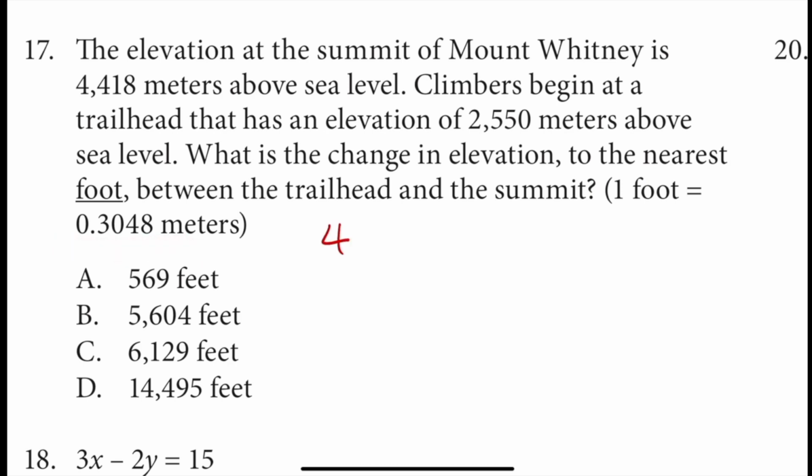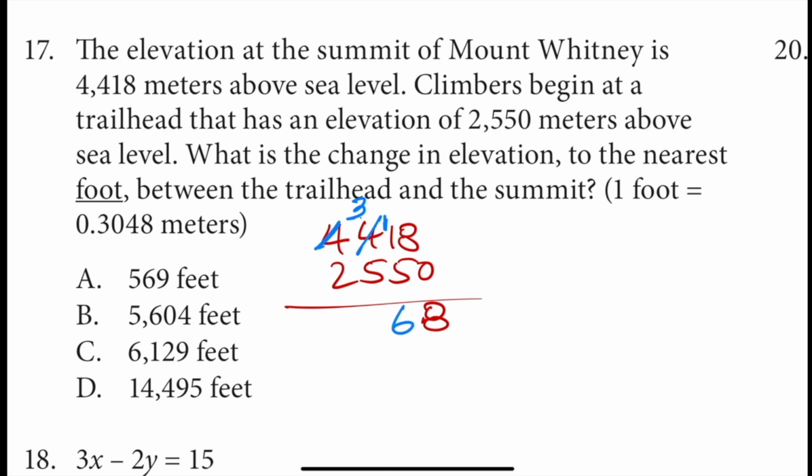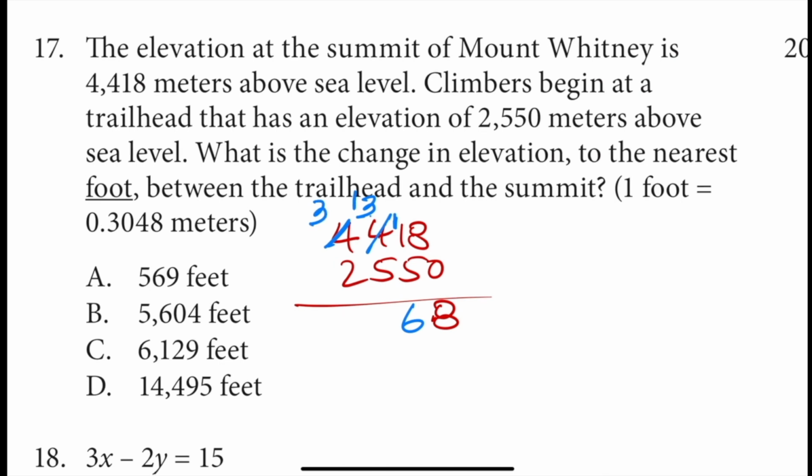Let's go. Difference between this and this. 8 minus 0 is 8. Can I do 5 out of 1? No. Cross out. Borrow from here. That turns into 11. 11 minus 5 is 6. 3 minus 5, you can't. Borrow from here. That turns into 3. This turns into a 13. 13 minus 5 is 8. And 3 minus 2 is 1. This is in meters.